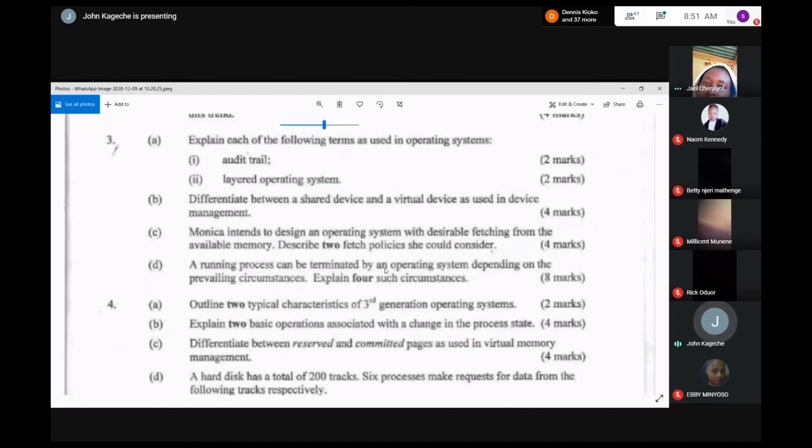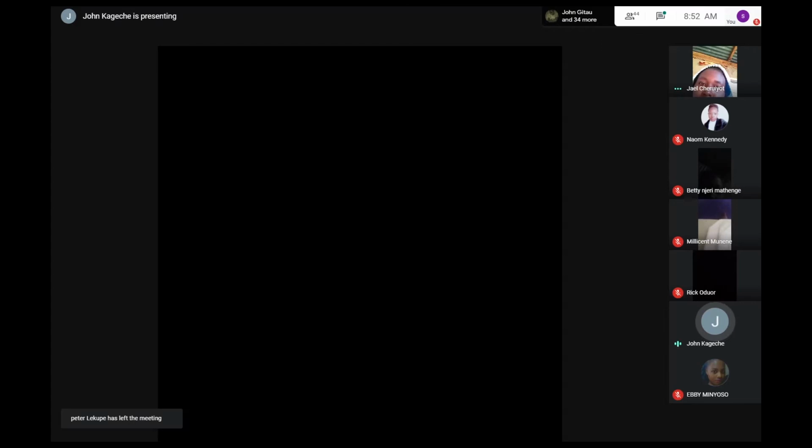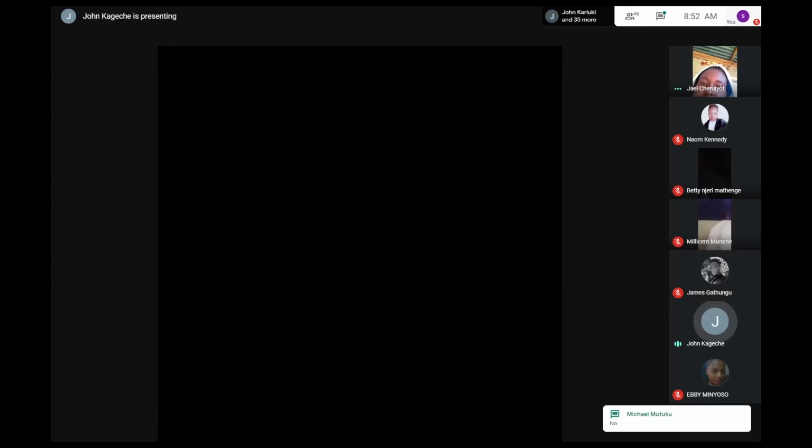Running process can be terminated by an operating system depending on the prevailing circumstance. Explain 4 such circumstances that can make a particular process to be terminated. Yes, I think this one is in our notes. Reasons for process termination. You remember? Okay, that is fine. Now we proceed on. I think there are many reasons. It could be normal completion, time overrun, memory unavailable, bound violation errors. I think we had mentioned those things back then.